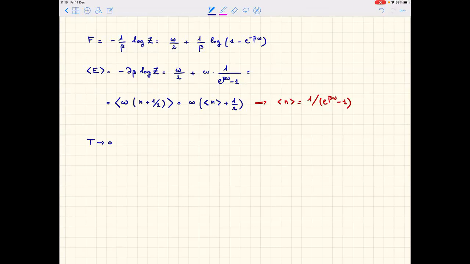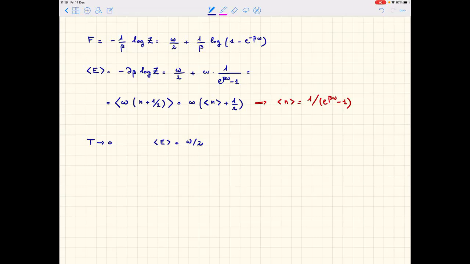Yes. So what happens when the temperature goes to 0? From the expression, the average energy is omega over 2. Now, is it consistent with what you expect physically? What do you expect physically when the temperature goes to 0?